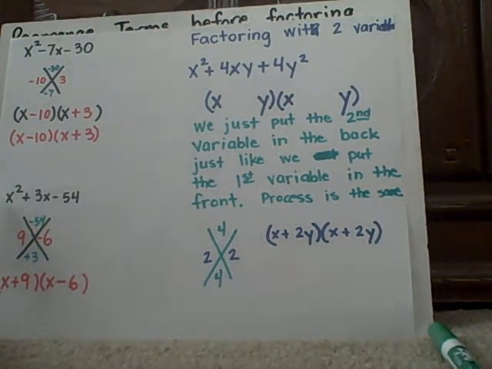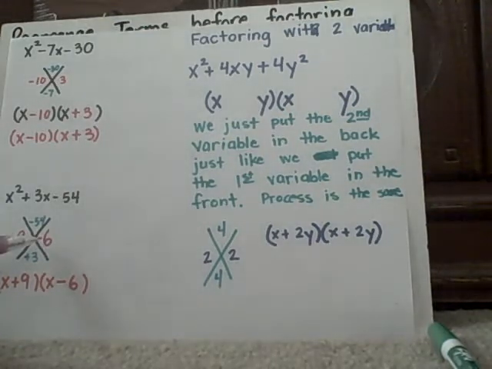Last example, x squared plus 3x minus 54. Again, we have to be mindful that we're working with a negative number. Two numbers are going to multiply to get a negative 54 and add to get a positive 3. Once you start this, you should get pretty good at determining what is going to work. A positive 9 times a negative 6 is going to get a negative 54, and a positive 9 plus a negative 6 is going to get a positive 3.